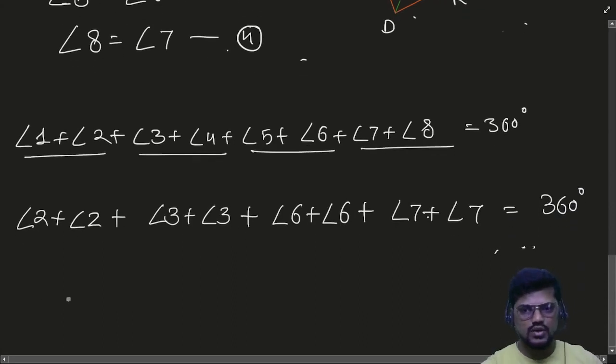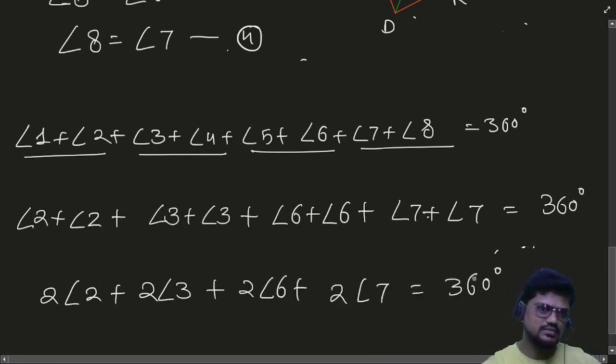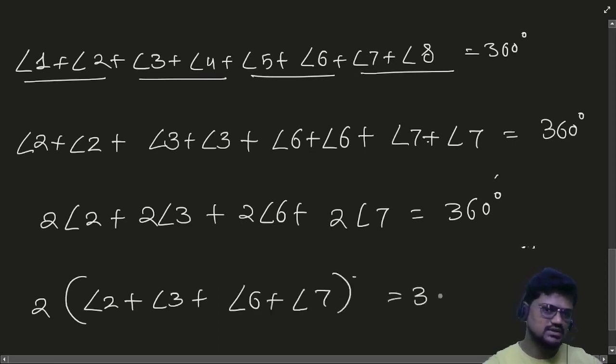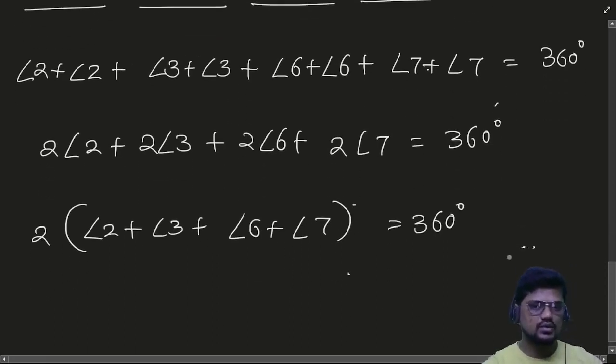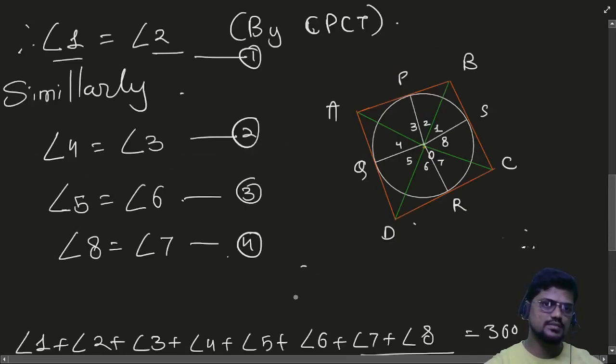So twice of angle 2 plus twice of angle 3 plus twice of angle 6 plus twice of angle 7 equals 360. If I take 2 outside, angle 2 plus angle 3 plus angle 6 plus angle 7 equals 360 divided by 2, that is 180. Now angle 2, 3, 6, 7.